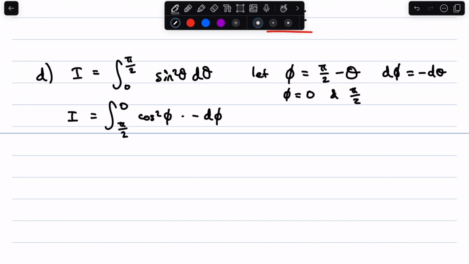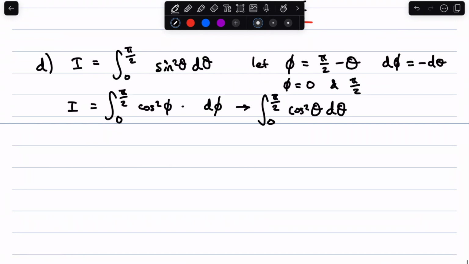And if we just again use this minus sign to flip the limits, we can write that we have the integral from 0 to pi over 2 of cos squared theta d theta. Now if we just change the name of our dummy variable phi to now be theta again, this isn't doing any mathematical substitution, it's just changing the name of our variable. You can see that this is going to be cos squared theta d theta.